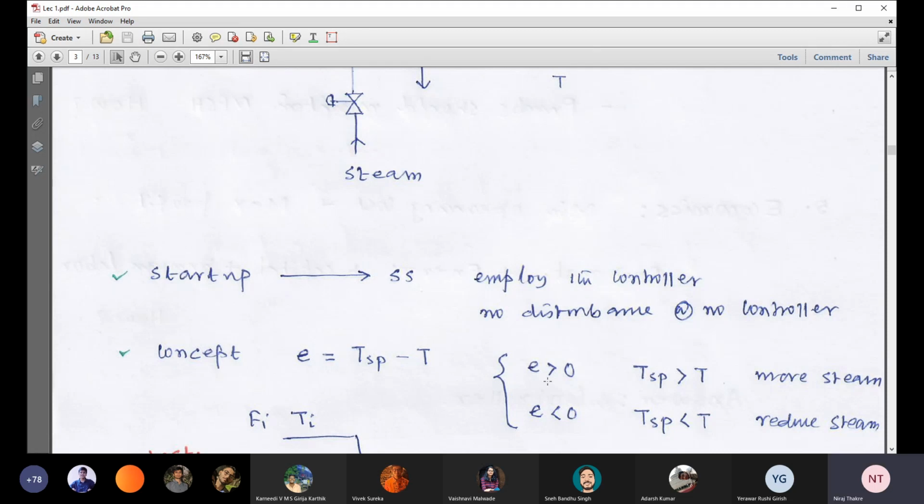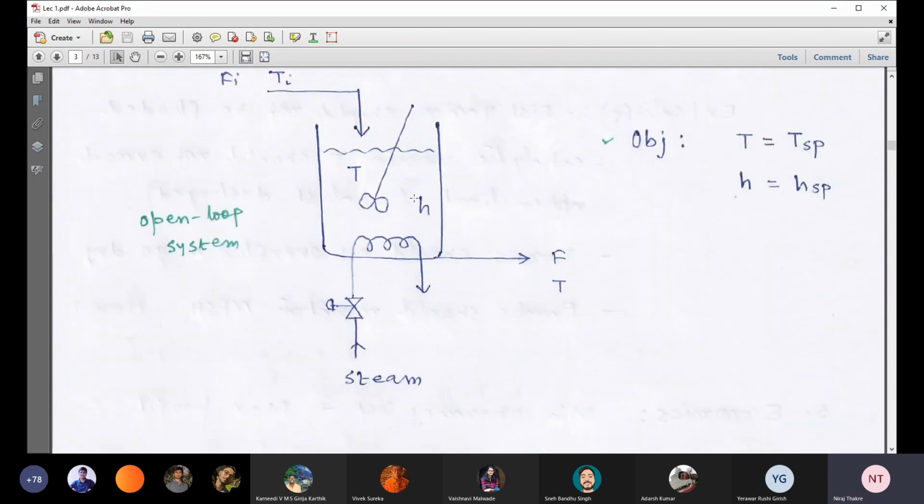Now think physically: when this error is greater than 0, what does it mean? The set point temperature is greater than the existing temperature. So how can you maintain TSP equal to T? We need to introduce more steam. In this particular process, if the temperature decreases, you introduce more steam to this coil. Then only can we raise this temperature.